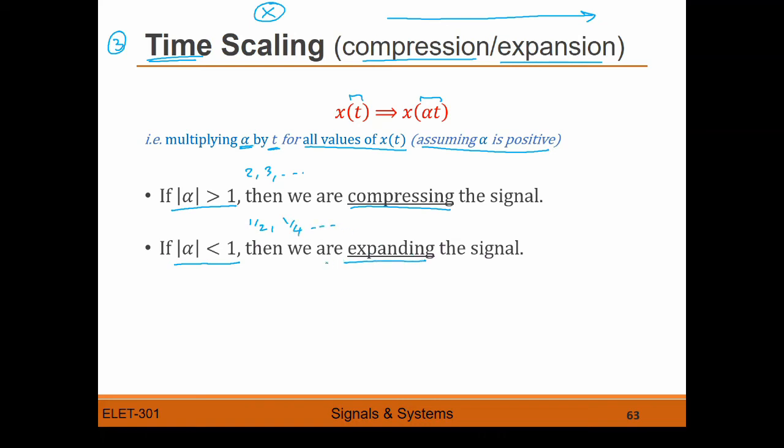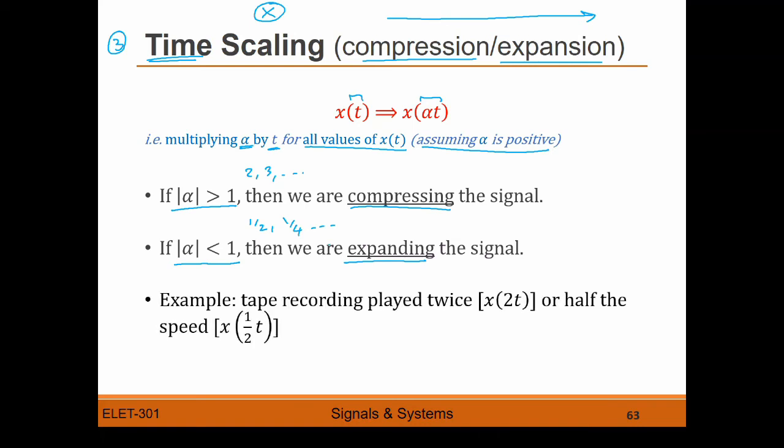This is not intuitive, so I have to explain it to you with an example. If you are talking about a tape recording and you play it at twice the speed, so 2t, the speed is doubled or tripled, so what you're doing is compressing time. In a shorter time, because it's faster, it will be compressed. And if you play at half the speed, then you are expanding the time. So this is with respect to time, and this is with respect to speed.